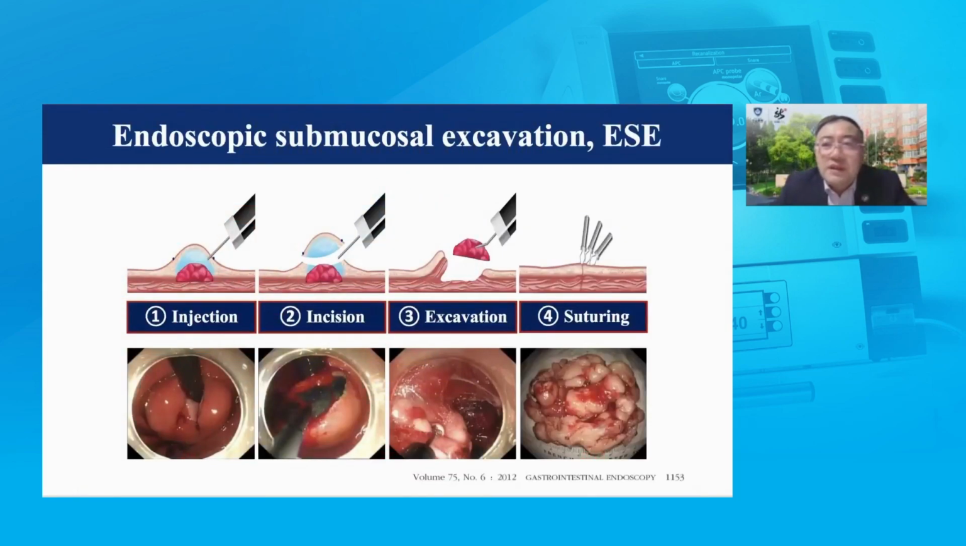For mucosal lesions, we can perform EMR, EPMR, and ESD to remove the whole lesion. How about the submucosal tumors? In the past, for submucosal tumors from the muscle layer, I thought it was a contraindication for endoscopic resection. With the experience of ESD, we can now perform ESE, endoscopic submucosal excavation, to remove the whole lesion. First, remove the mucosa, then allow the capture of the tumor. Such deep tumors can be successfully removed.